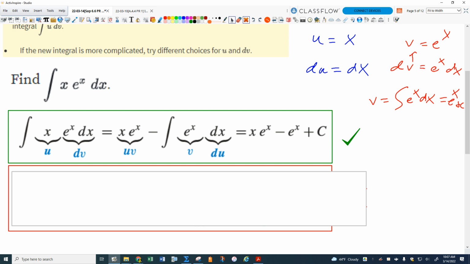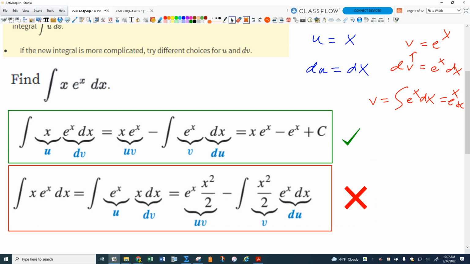x e to the x minus e to the x plus c. Okay? So now what if we had made the other choice? Well, if we'd made the other choice, it wouldn't have worked very well in this case.